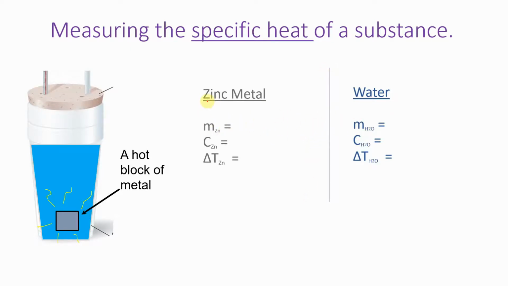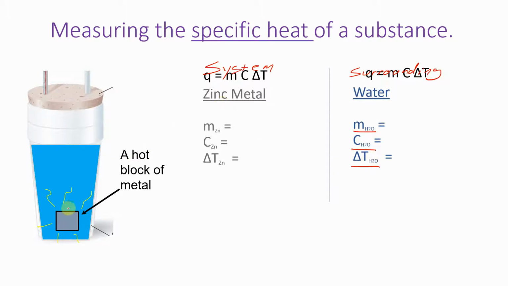The metal that you're trying to figure out the specific heat of, if it's zinc or something like that, that's your system. Actually, I don't really want to write that there. You'll see in a second. And this is the surroundings. We need to measure everything in Q equals mc delta T about both of these. We need to know the mass of the water, the specific heat of the water, and the change in temperature of the water. That's going to go up.